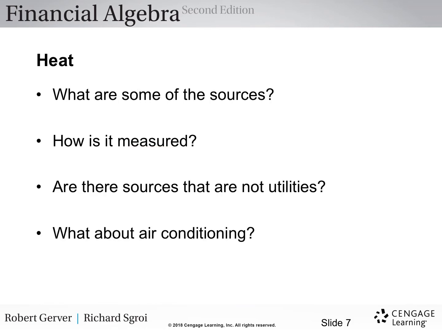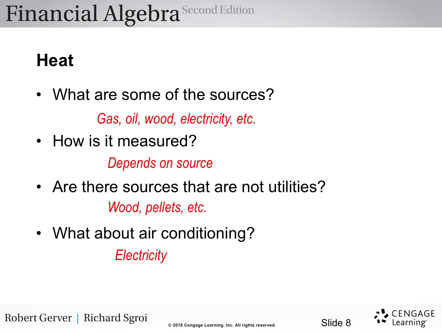So now let's look at heat. What are some of the sources of heat? How is it measured? Are there sources that are not utilities? And what about air conditioning? Well, some of the obvious sources for heating are gas, oil, wood, electricity. These are all different ways that we can heat our homes.